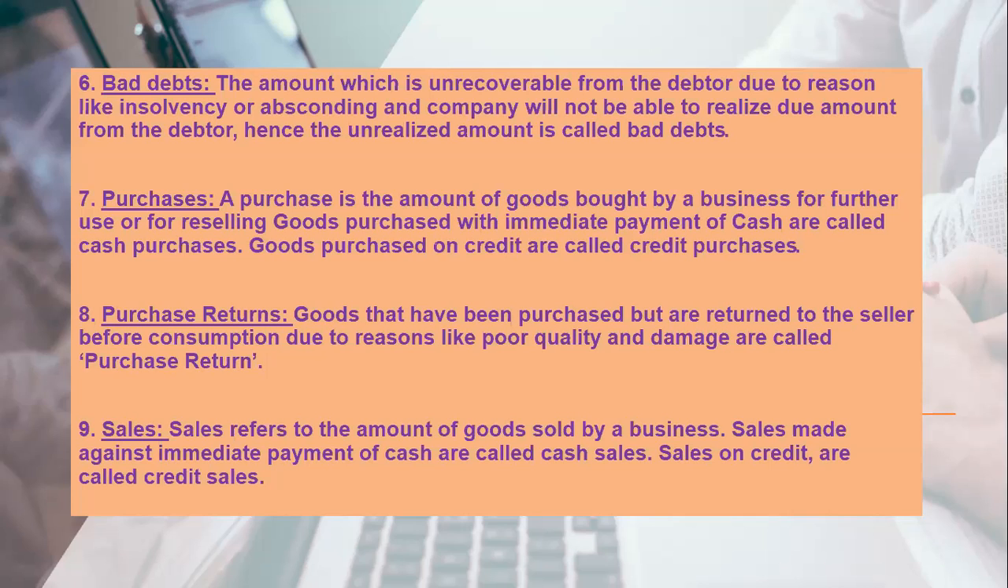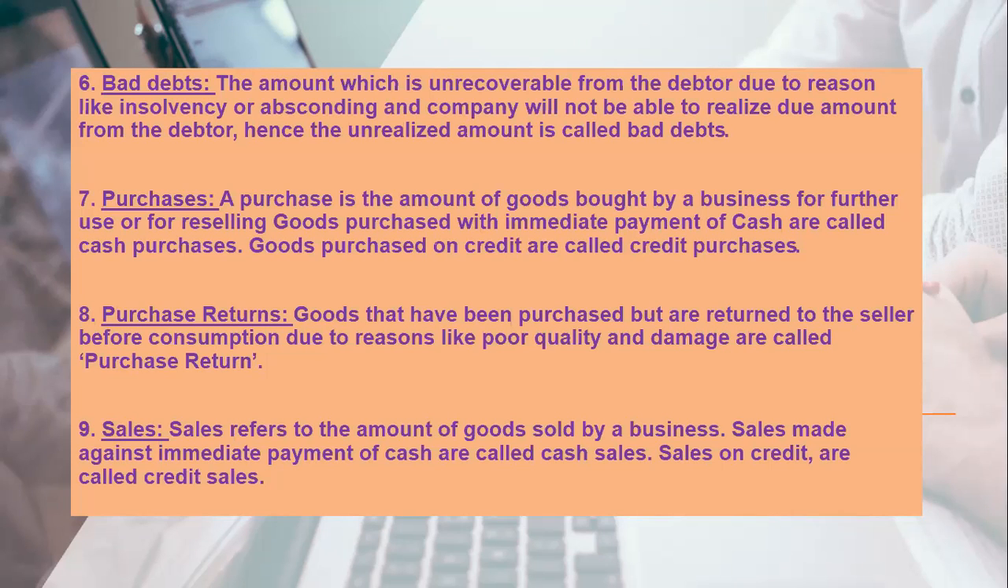So this is called purchases. Purchase returns are the goods that have been purchased but are returned to the seller before consumption. Due to various reasons like poor quality and damage, they are called purchase returns. Out of 1 lakh rupees of purchases made, 50,000 is of poor quality and damage, so that will be returned to the suppliers.